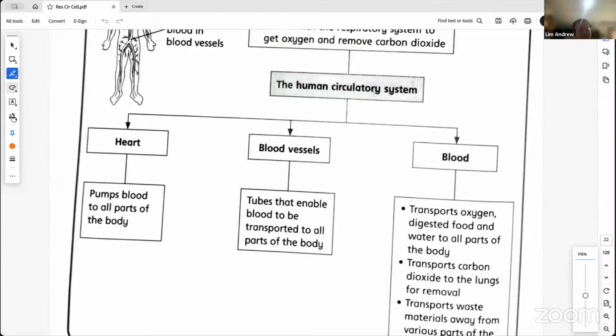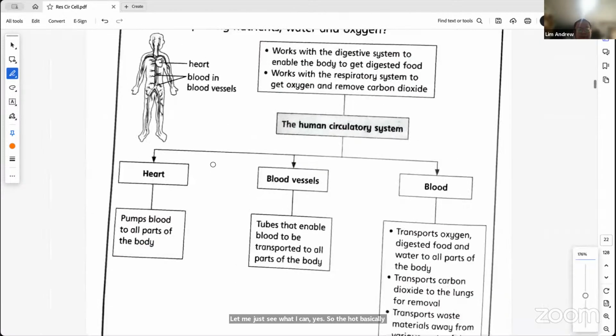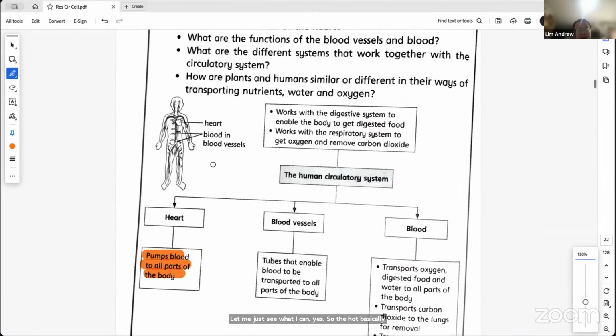The heart's function is to pump blood to all parts of the body. So in examinations, you just need to write that the heart function is to pump blood to all parts of the body, and you will get a full 1 mark. Let me just see whether I can answer heart or not. Yes. So the heart, basically, the function is to pump blood to all parts of the body.